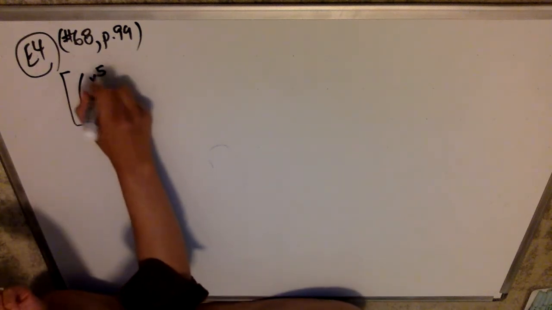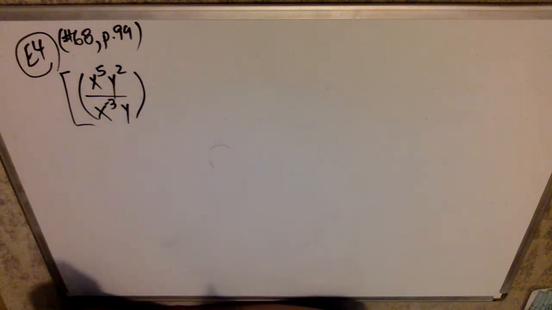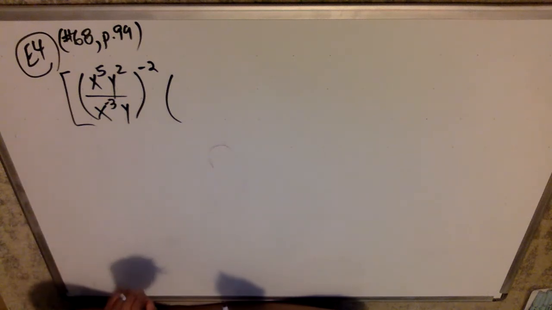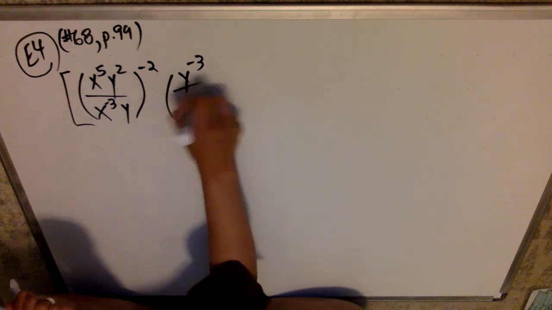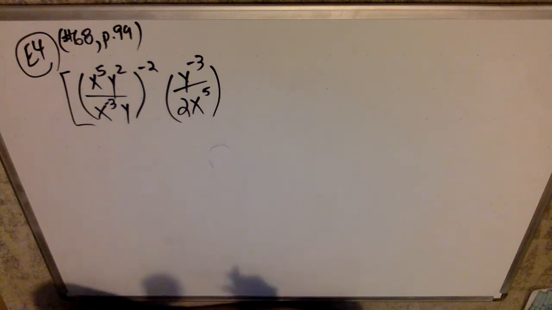All right, so in number 68, we're going to fully simplify, and I get this crazy monstrosity that, among other things, has brackets with my parentheses. So I have an x to the 5th, y to the 2nd, on top of an x to the -3rd, and a y. Close that. That whole thing is to the -2nd. And then I have a y to the -3rd over a 2x to the 5th, all to the 3rd.